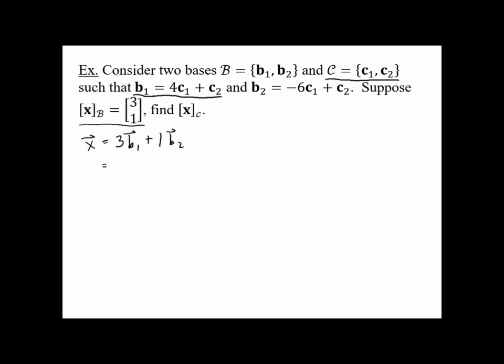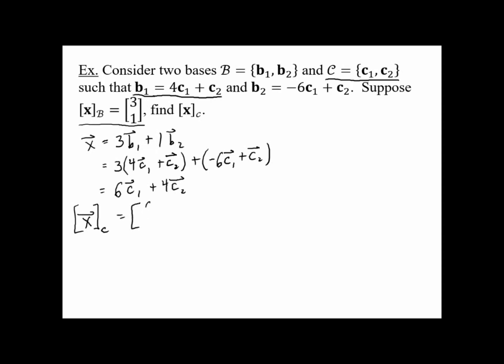There are different ways to go about it, but one option is just to replace B1 with 4C1 plus C2 and replace B2 with negative 6C1 plus C2. If I simplify that, I get 12C1 minus 6C1, which is 6C1, and then 3C2 plus 1C2 would be 4C2. So this tells me that the C coordinates of X would be 6, 4.